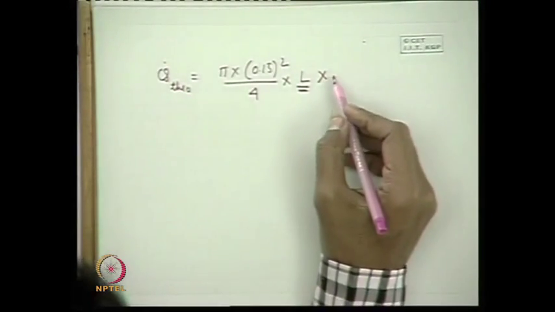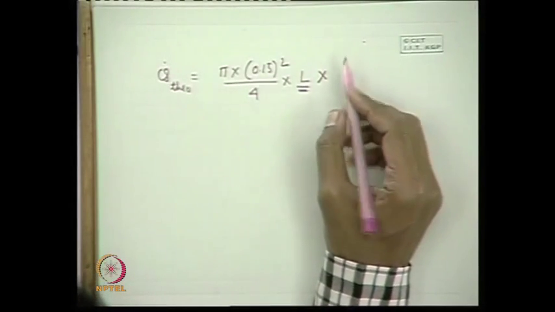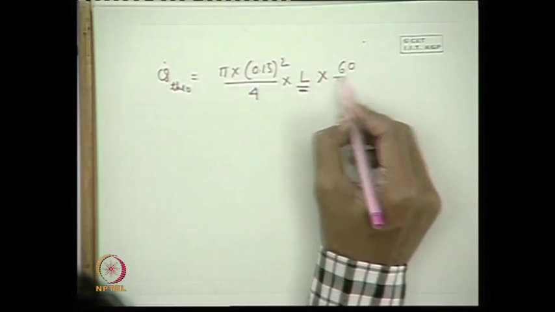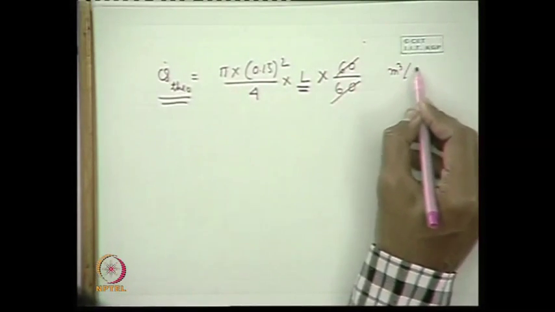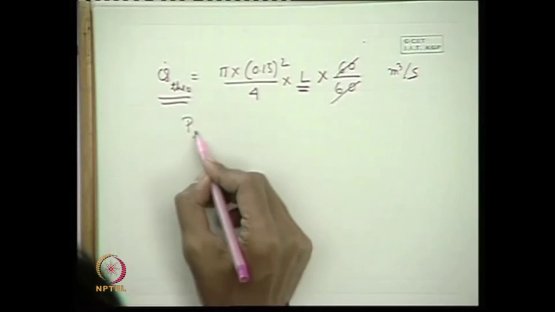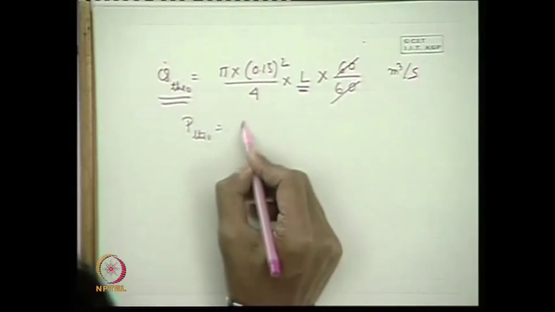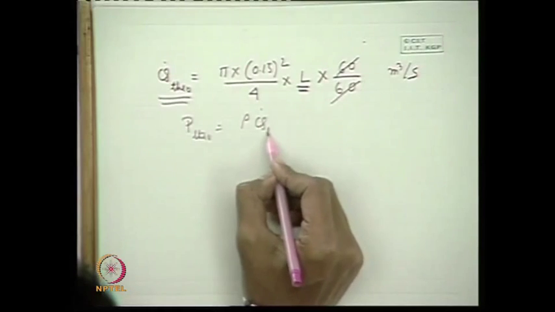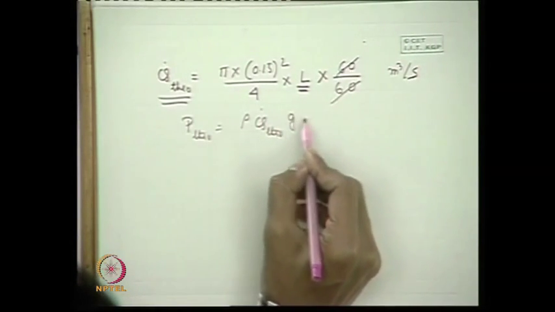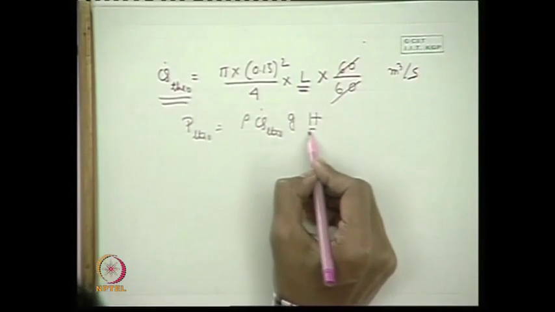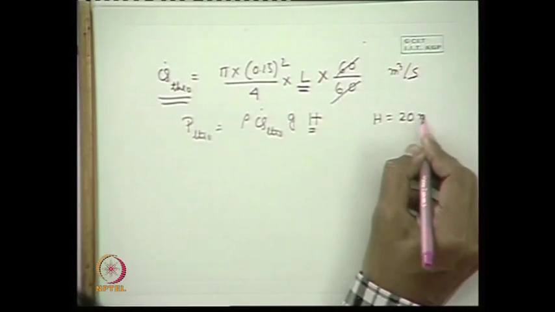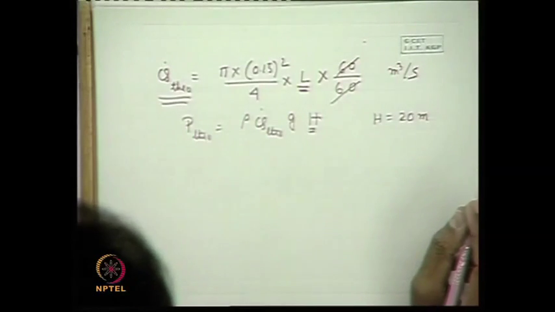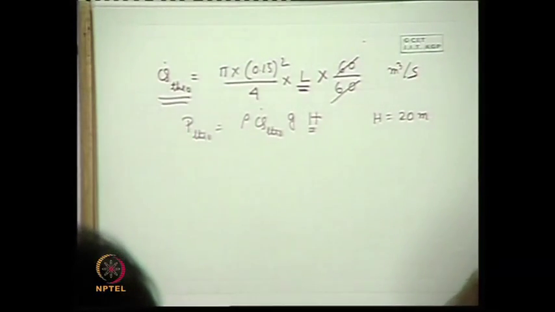Well, just you see the procedure, then you can find out. Here 60 rpm means 60 by 60, that means 1 revolution per second. So this will be the Q dot theoretical, meter cube per second. Power theoretical is what? Rho Q dot theoretical g into H. What is this H? H is equal to 20 meter. I am sorry that stroke length is missing as data. However, if stroke length is given, you can find out.